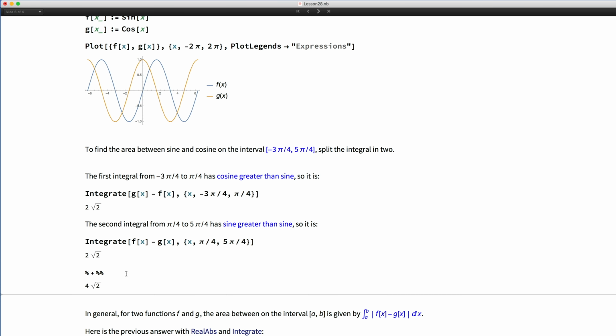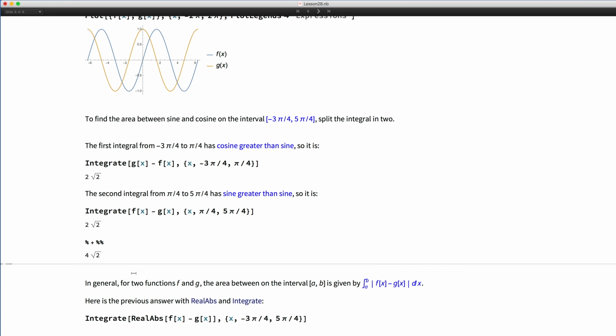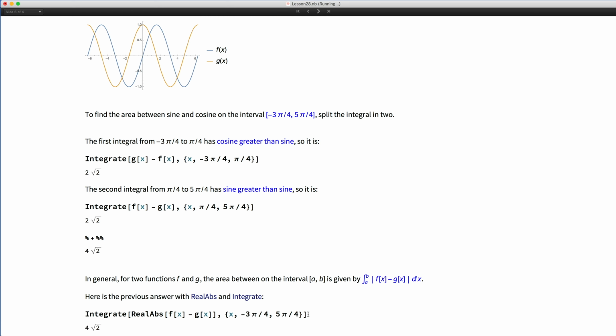Then you add the two answers and you get back 4 times square root of 2. So the point is that you will now need to divide the integration into two parts depending upon the behavior of f and g. So instead of doing that, what we do is we just call integrate with the absolute value function, which will take care of all the difficulties, and you get back just the same answer from integrate.